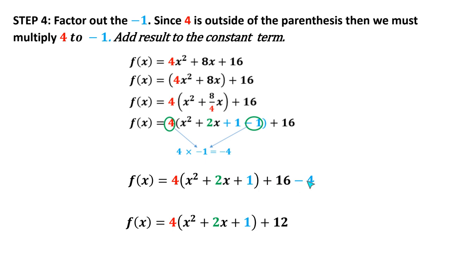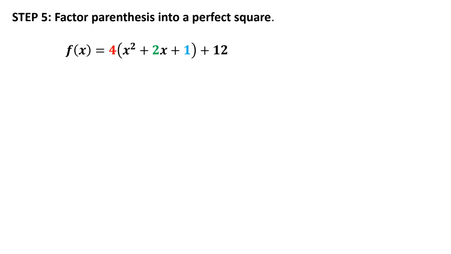Okay, so 16 minus 4 is 12. So now we can look at this parentheses. This process makes the inside a perfect square. And so x squared plus 2x plus 1, we can factor it, and we're going to have x plus 1 times x plus 1. So if you multiply x times x, you get x squared. x times 1 is 1x, 1 times x is 1x, so that gives us a 2x. And then 1 times 1 will give us that positive 1.